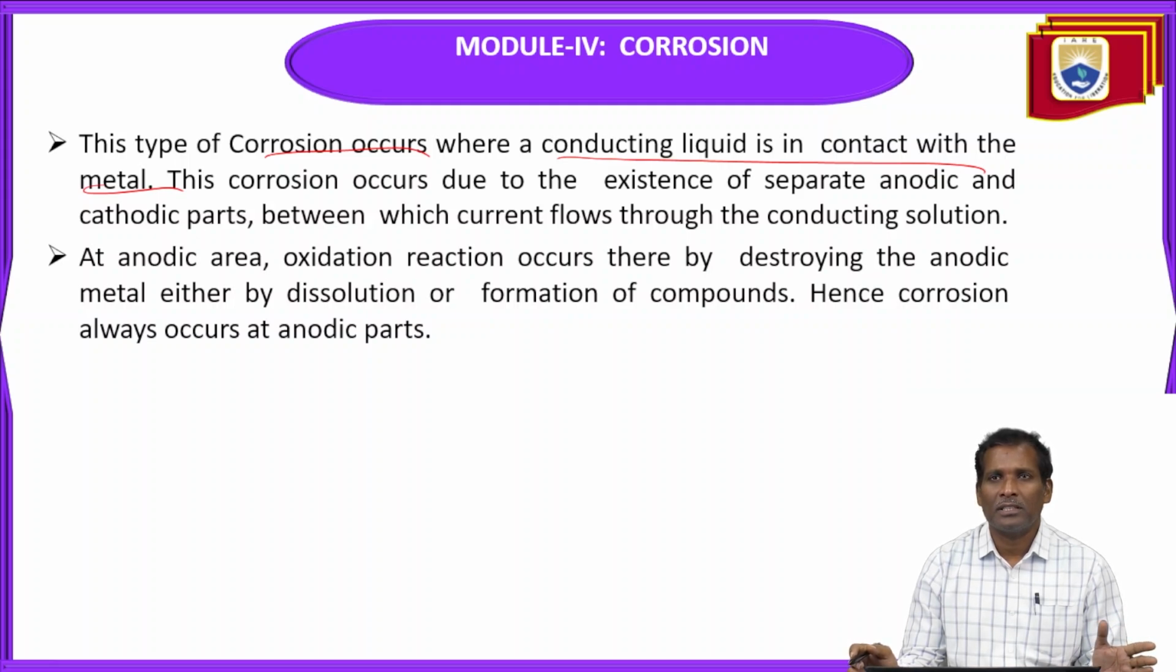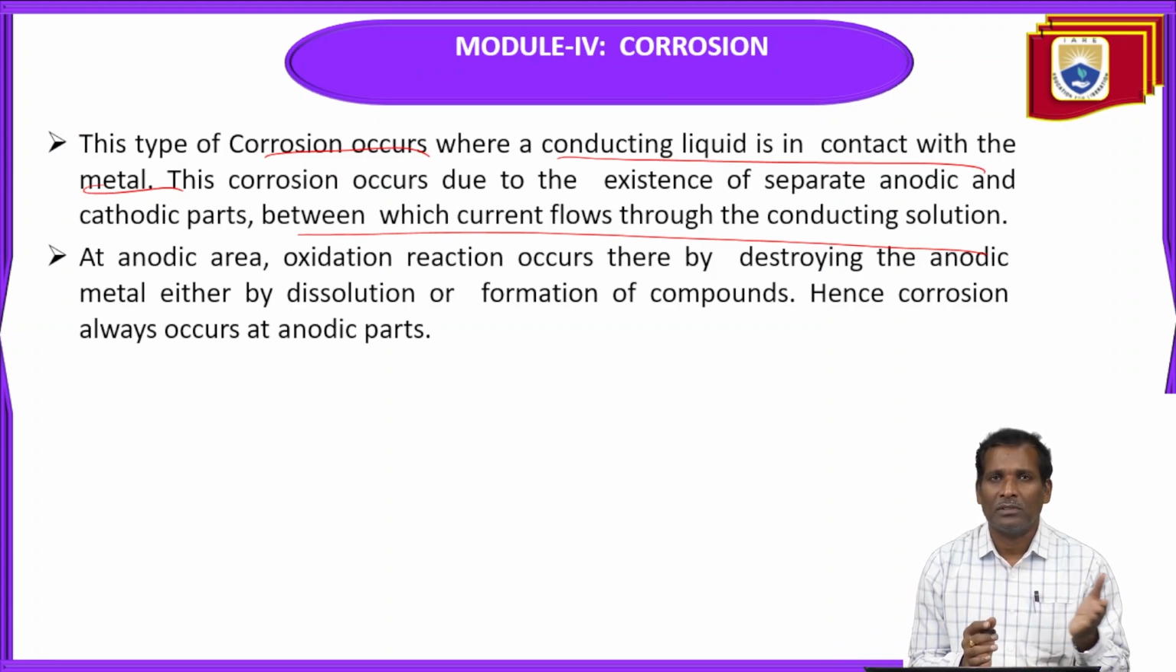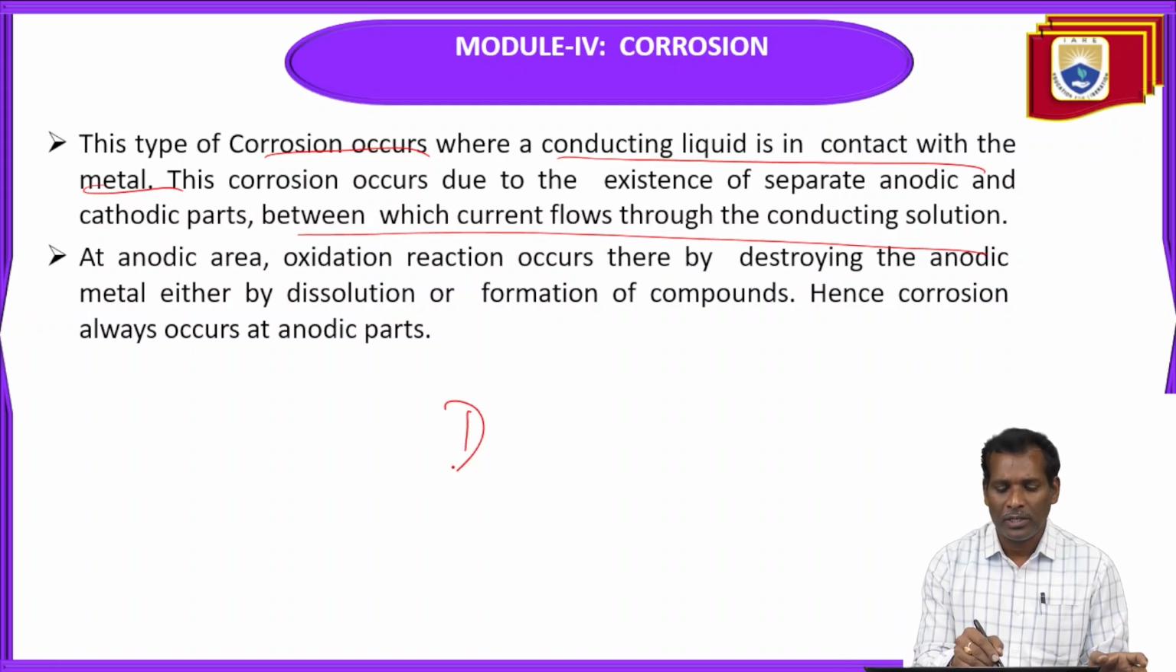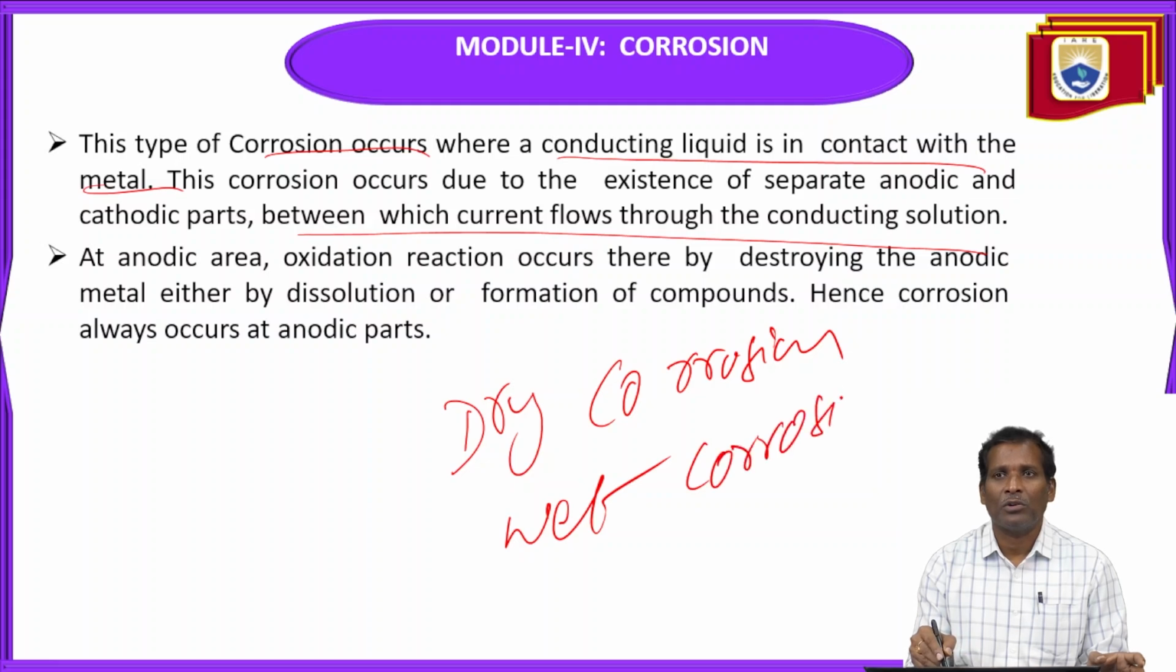This corrosion occurs due to the existence of separate anodic and cathodic parts, between which current flows through the conducting solution. Here it needs electric current flowing through the conducting solution. In the case of gases present in the atmosphere, the metal contacts the atmospheric gases, that is dry corrosion. But this electrochemical corrosion comes under wet corrosion. So two types of corrosion are there: one is dry corrosion, another one is wet corrosion.